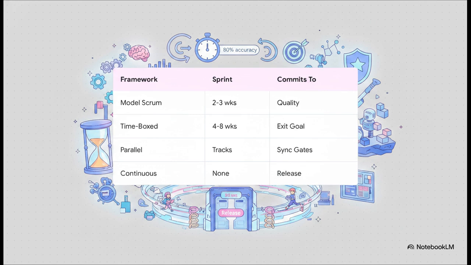Third, we have parallel tracks. This is where feature teams run on standard 2-week sprints, while the model teams work asynchronously in the background. And finally, number 4, continuous integration with release gates. This one totally abandons time-based sprints entirely. The work flows continuously, and you only ship when a strict mathematical quality gate is actually met.